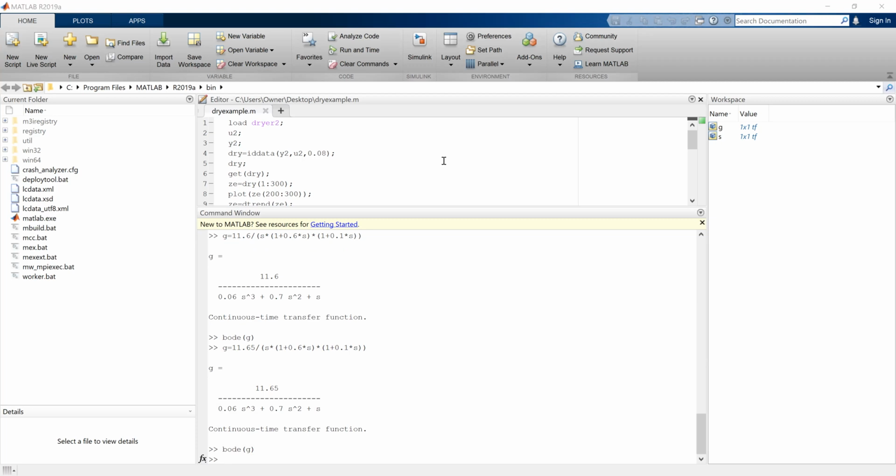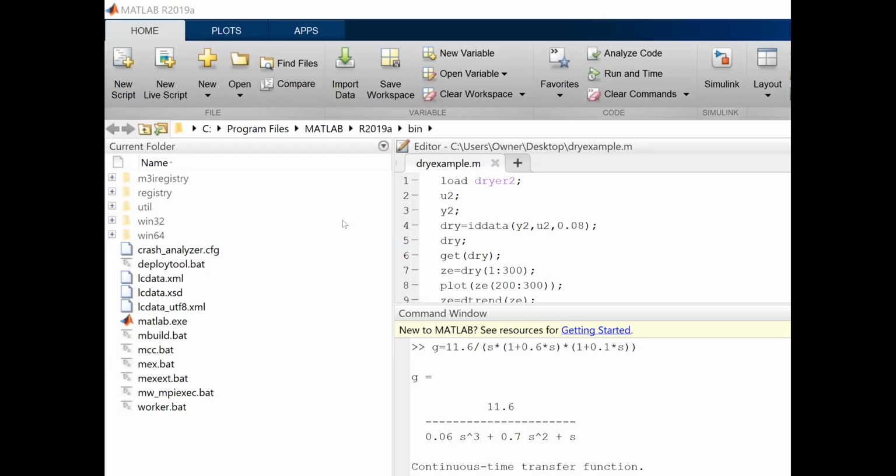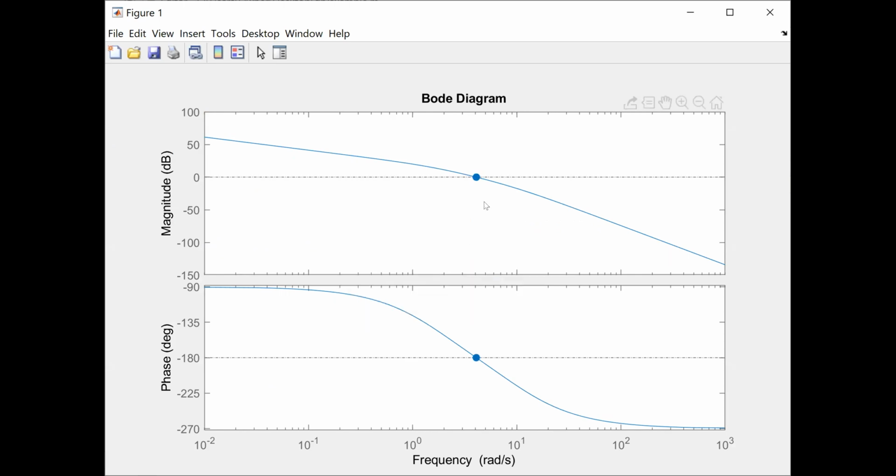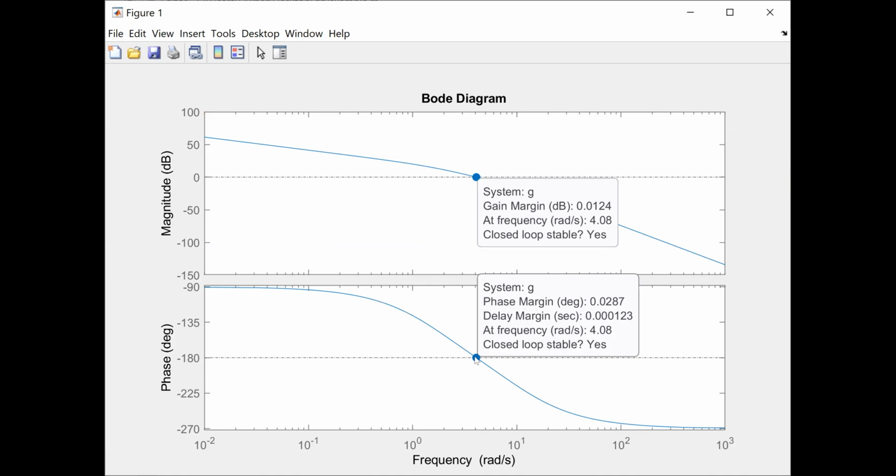Thank you, Doctor. See, I think this one is almost 0. 0.0124 and phase margin 0.0287. So 0.0, okay. 11.65 or 11.6 should be okay, just to show you the marginal stable conditions.